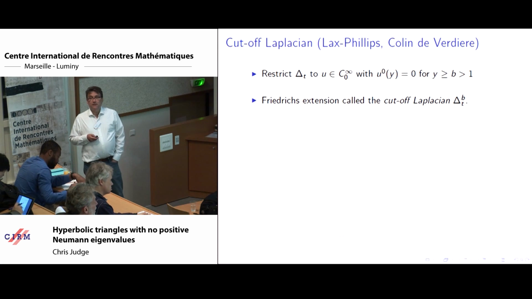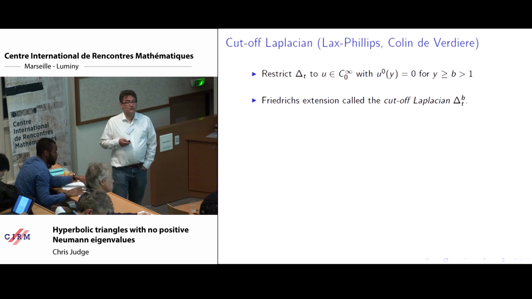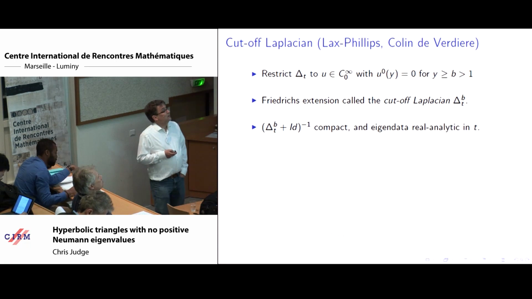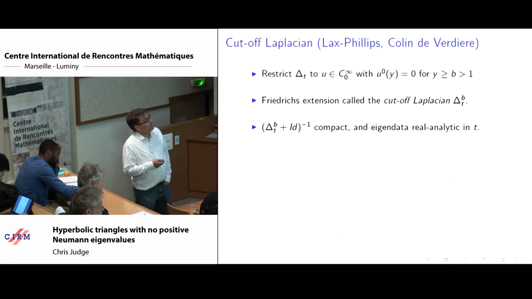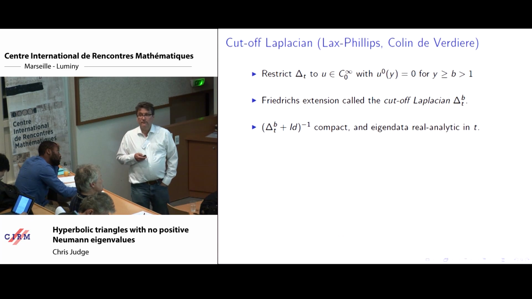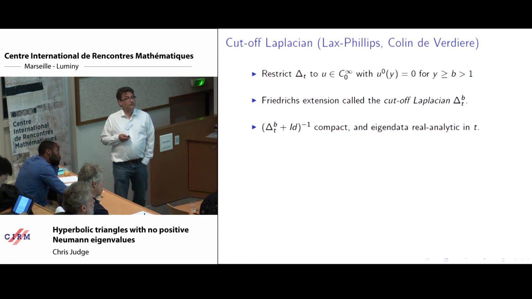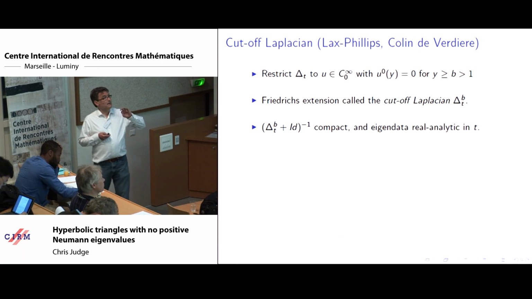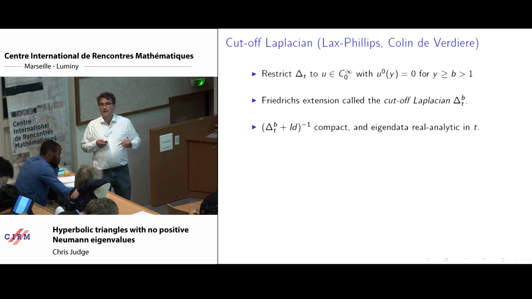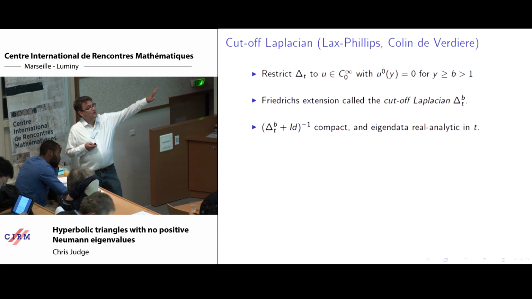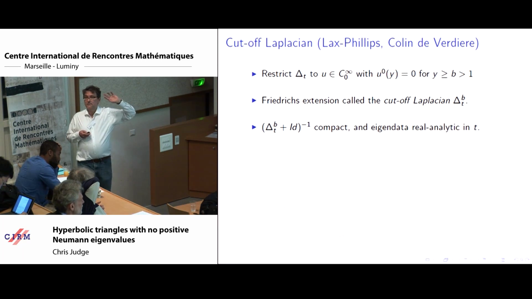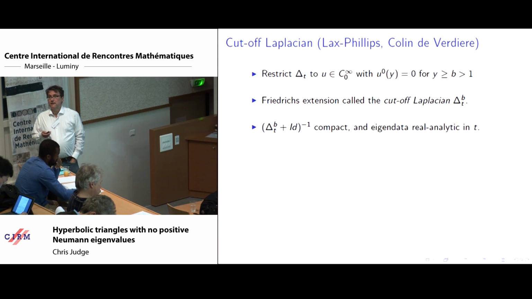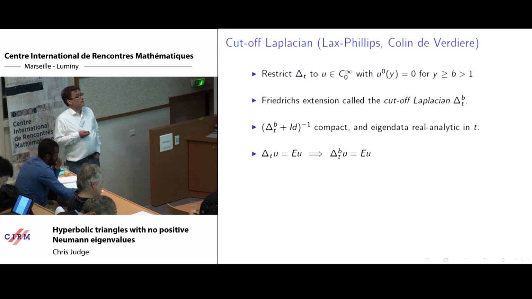It depends on B, but B is going to be fixed for us once and for all. Again, this operator actually is compact because we've gotten rid of the bad part, which is the zeroth Fourier coefficient. Moreover, as a function of t, you can apply Kato theory for t positive up till 1, and all the eigendata, the eigenfunctions and eigenvalues, vary analytically with t.